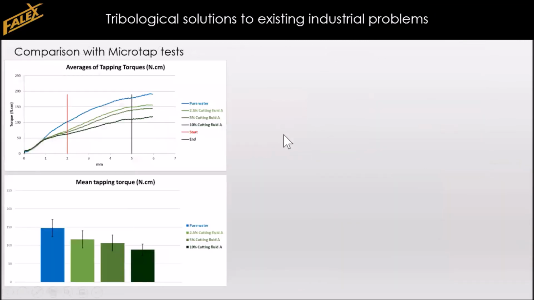How do these results compare to a real cutting operation in the microtap test? Well, these are the results of the tapping torque test with the same fluids. We see that the pure water indeed, as expected, gives the highest torque in a cutting operation. And then there is a gradual decrease of the torque with increasing percentage of cutting fluid in the emulsion.